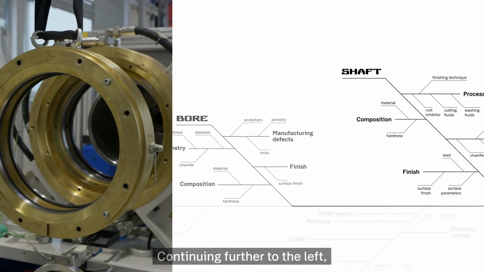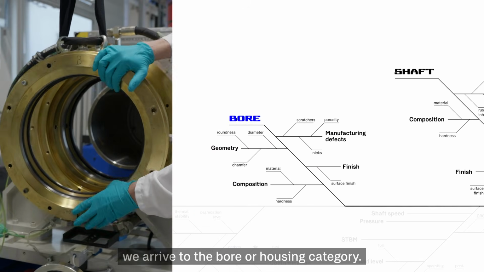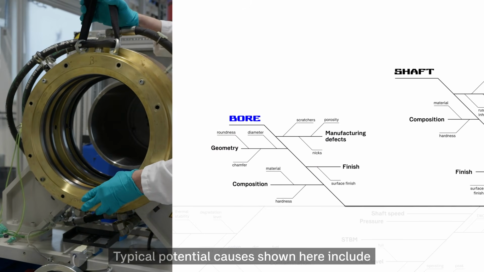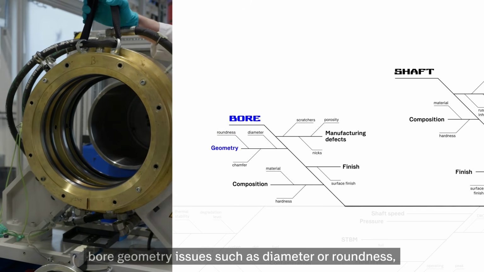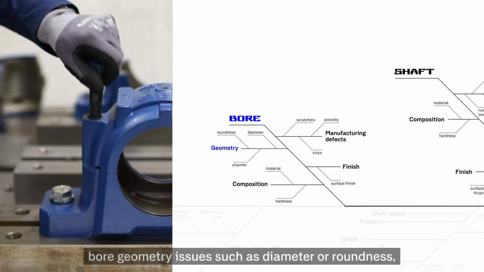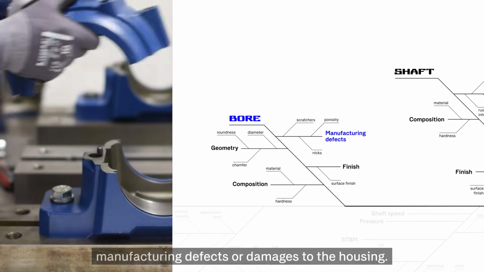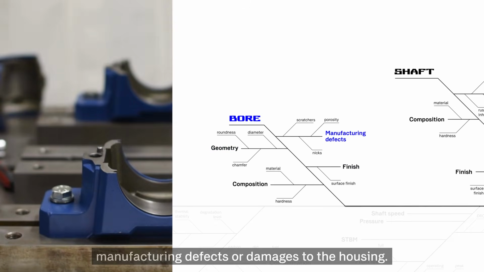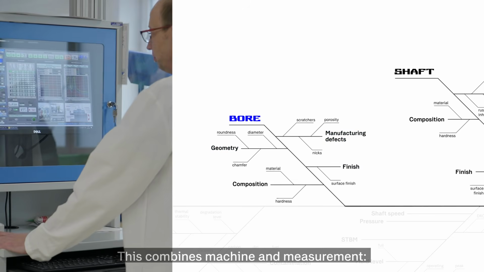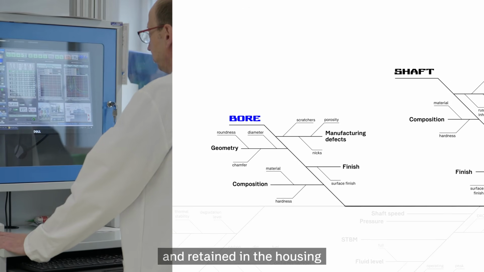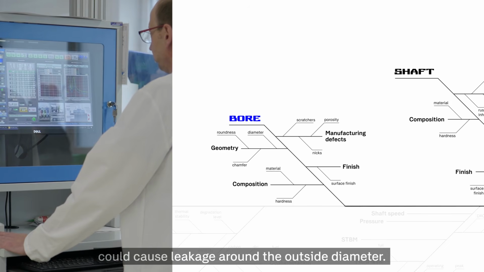Continuing further to the left, we arrive at the bore or housing category. Typically, potential causes shown here include bore geometry issues such as diameter or roundness, surface finish problems in the seal seat, manufacturing defects or damage to the housing. This combines machine and measurement. We verify whether the seal is properly supported and retained in the housing, and whether the bore condition could cause leakage around the outside diameter.